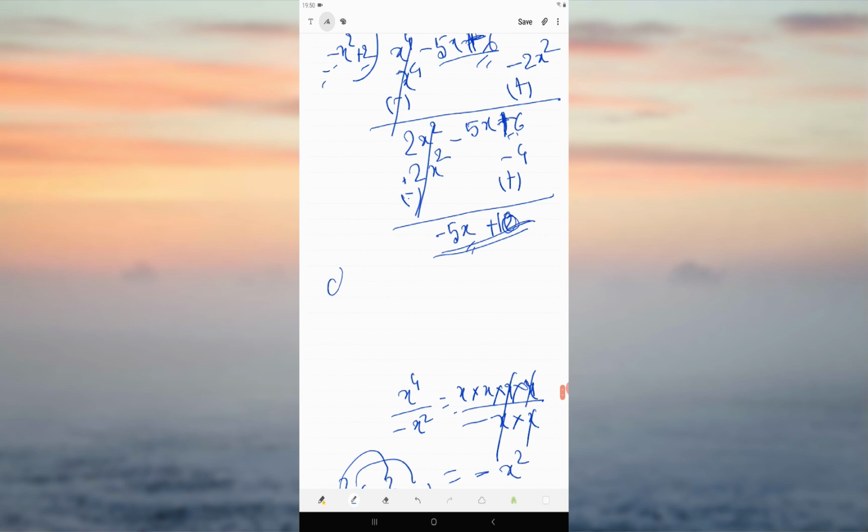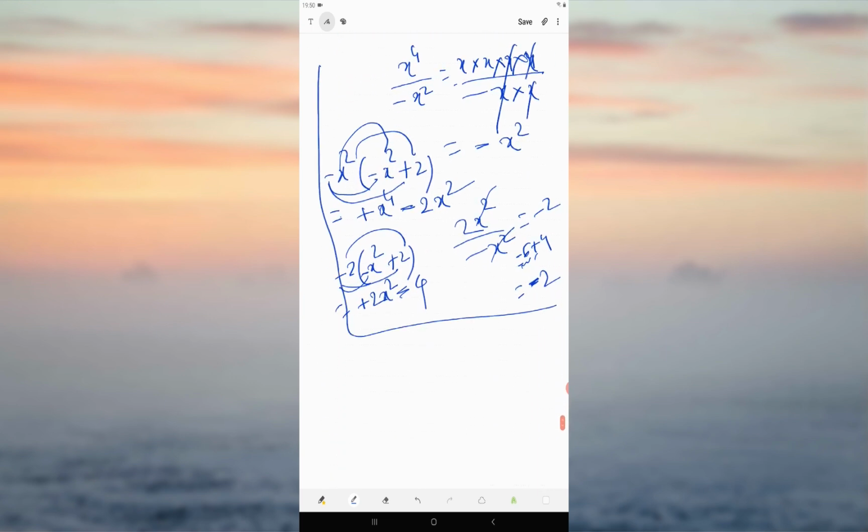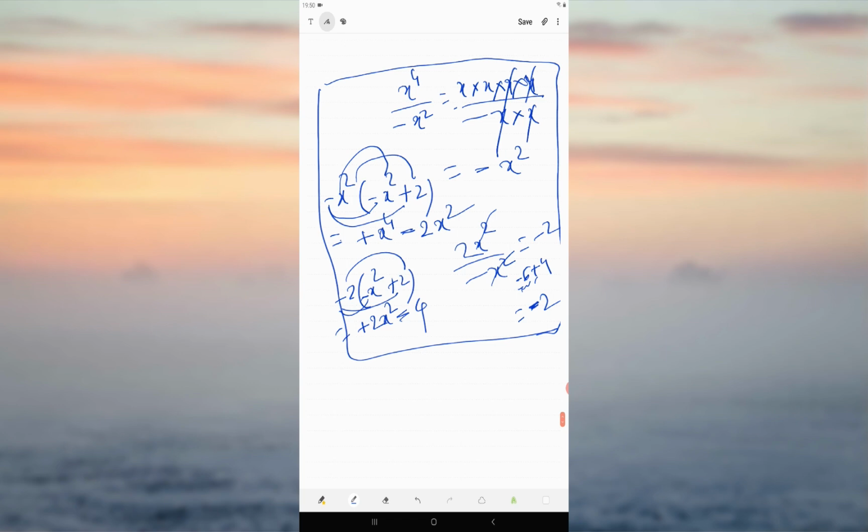So what we got? Quotient equals minus x square minus 2, and the remainder we got is minus 5x plus 10. All these things, please do in rough. That will be better, but for your understanding, I am doing it on the same page. Okay, so I am done with question 1.